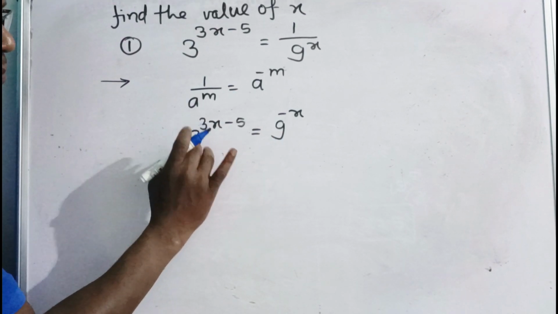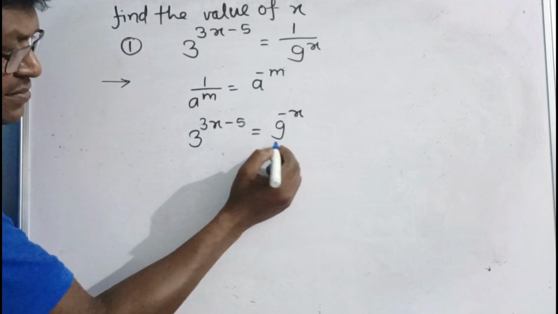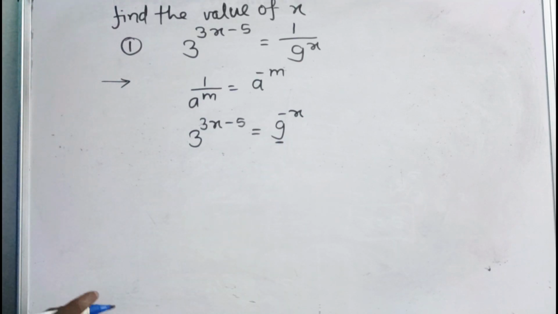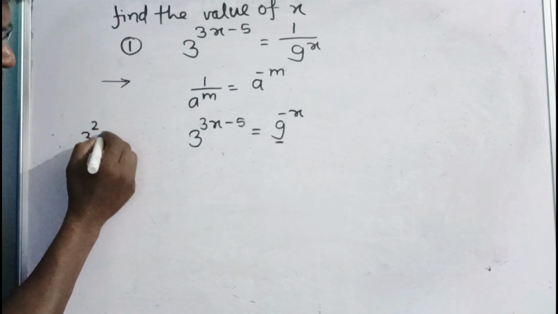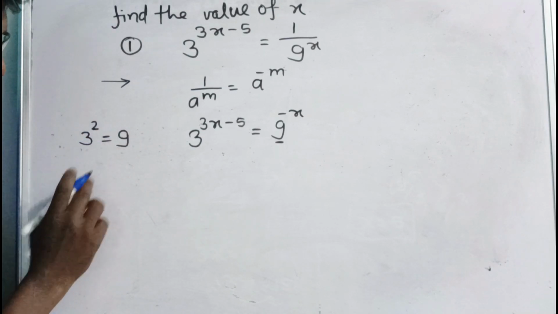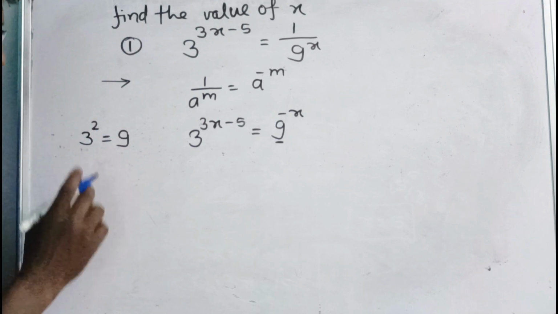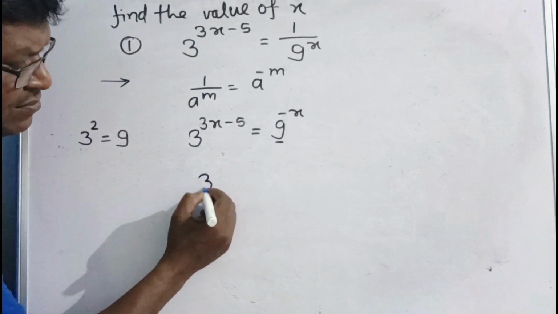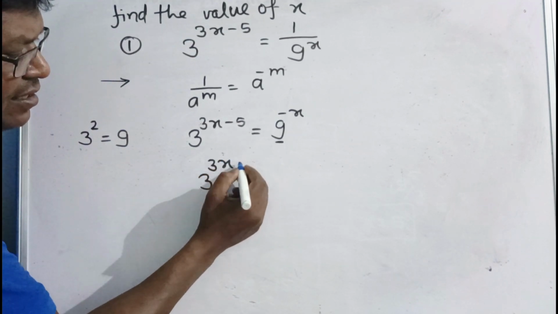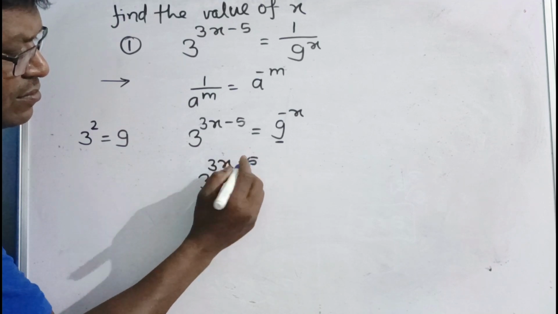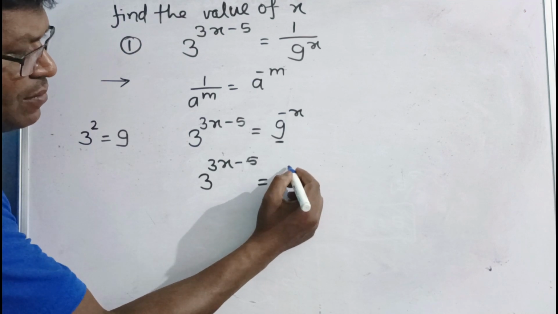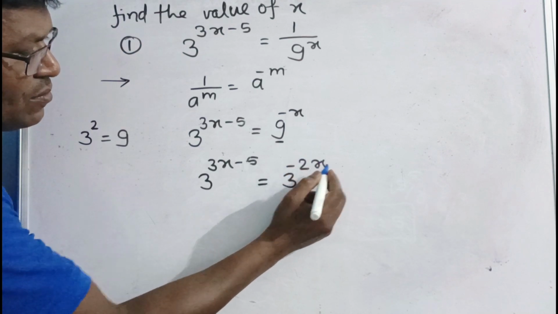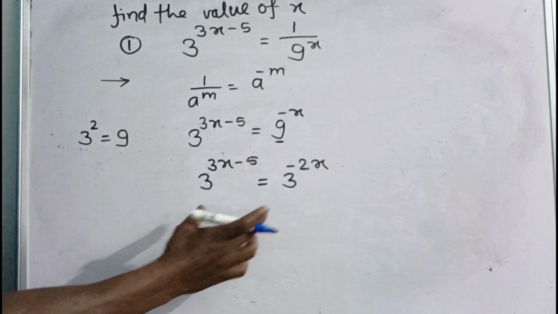हमें बेस सेम करना पड़ेगा. 3 square is equal to 9. We can write this 9 as a 3 square. 3 raised to the power 3x minus 5 is equal to 3 raised to the power minus 2x. बेस सेम हो गया.